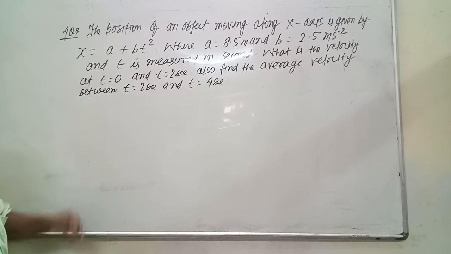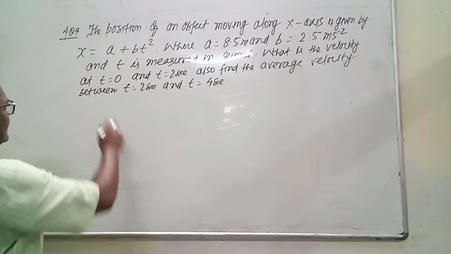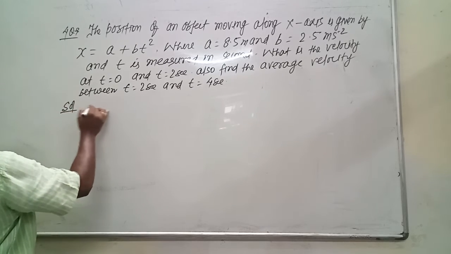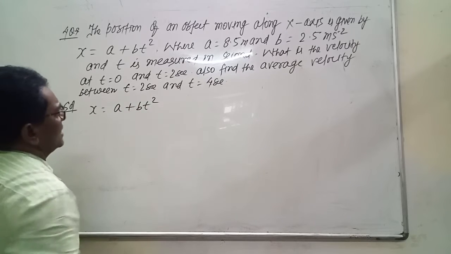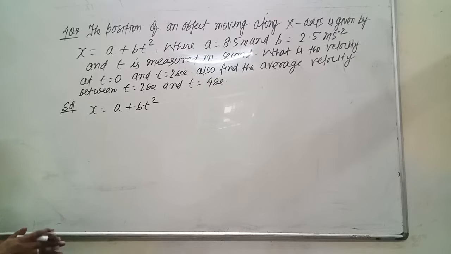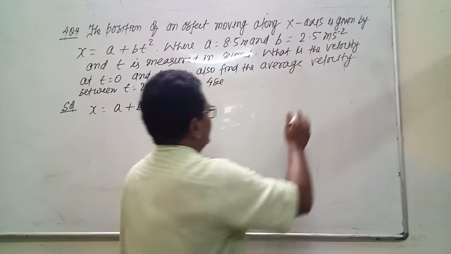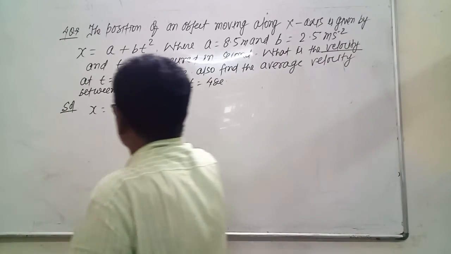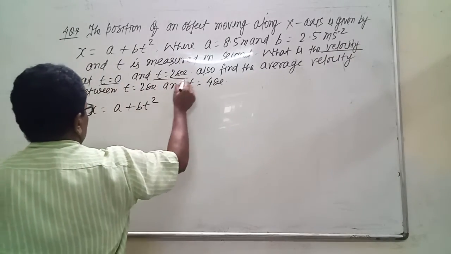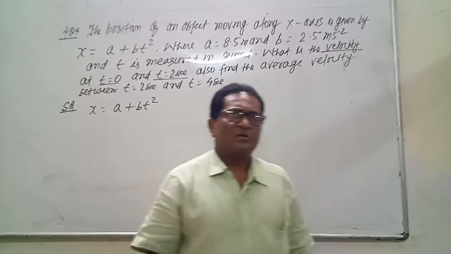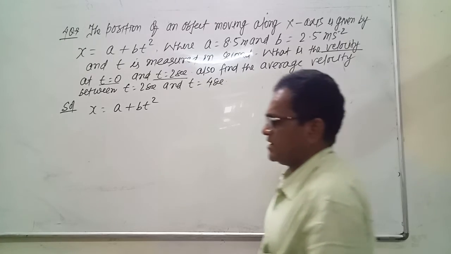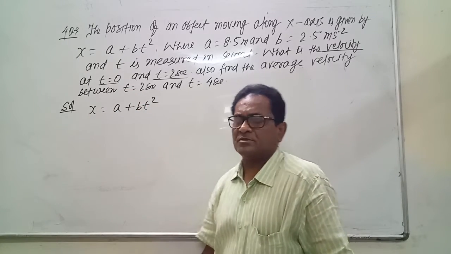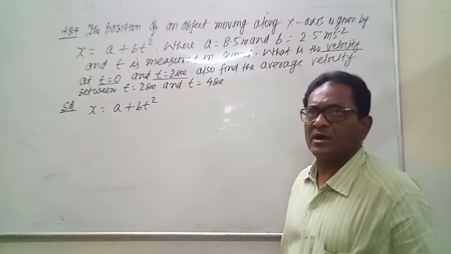So the position of an object moving along the x-axis is given by x equals a plus bt square, and the values of a and b are given. T is in second. Firstly we have to find the velocity at t equals 0 and t equals 2 seconds. Means we have to find the instantaneous velocity at a particular instant: when time t equals 0, what is the velocity? And at time t equals 2 seconds, what is the velocity?